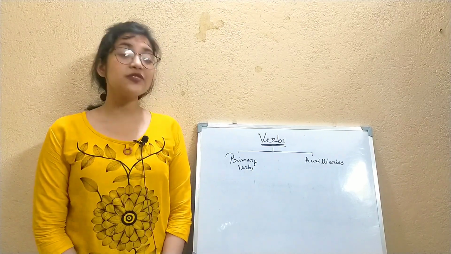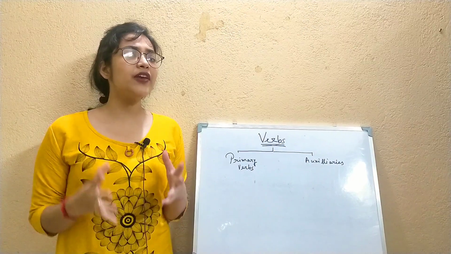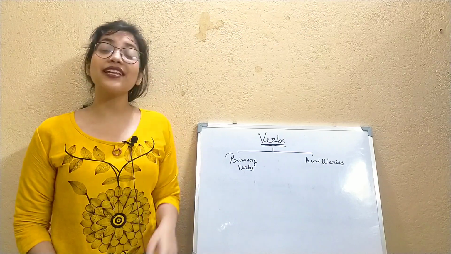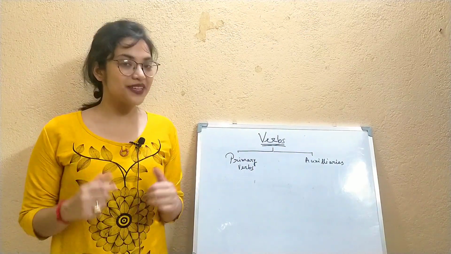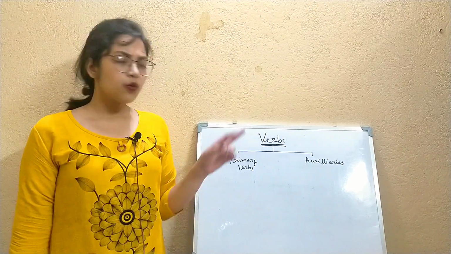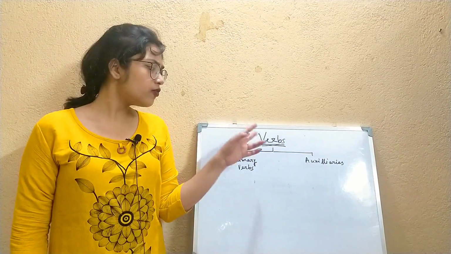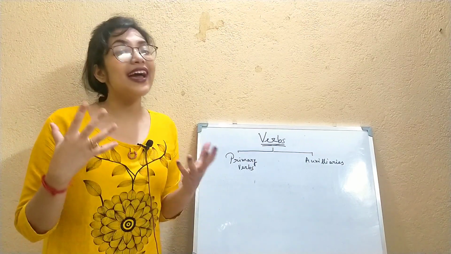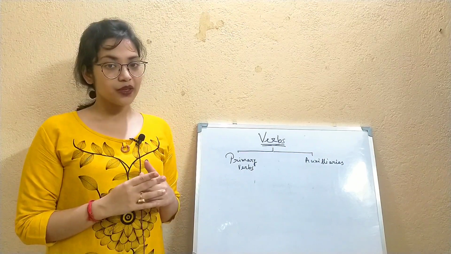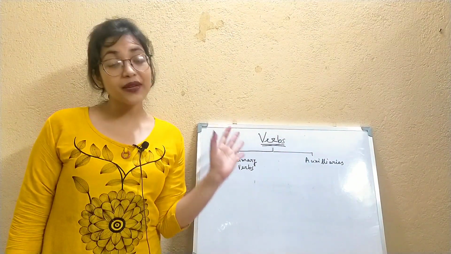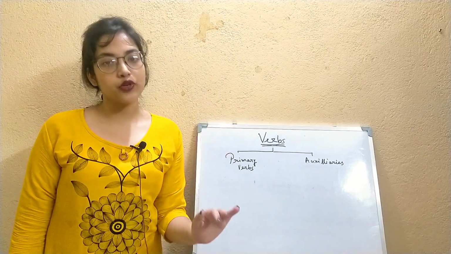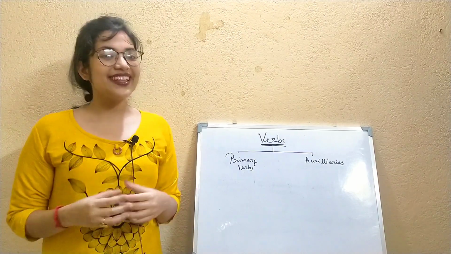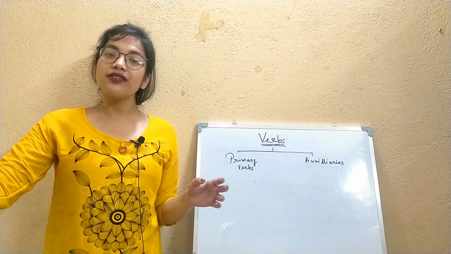So today in this video, I'm going to discuss a very important topic, verbs, which is included in the syllabus of class 7 CBSE. So, what is a verb? A verb is basically a word which denotes any kind of action or activity. So, verbs are basically activity based words. Just like if I say I am teaching, then this word teaching refers to a verb.